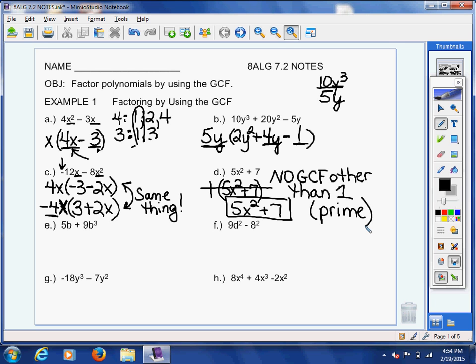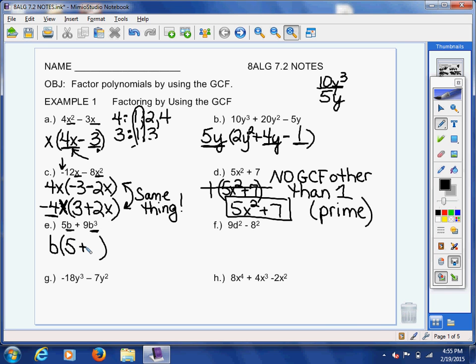Now E, I'll go ahead and do E just because I think we're starting to get it and I want to keep helping you with the process. So E, we're looking for the GCF of 5b and 9b cubed. Now the GCF of 5 and 9 is 1. That number is very simple. But we do have a GCF here with our b's. We need to pull out a b. We have at least one b in both of those terms. b times what is 5b? 5. b times 5 is 5b.